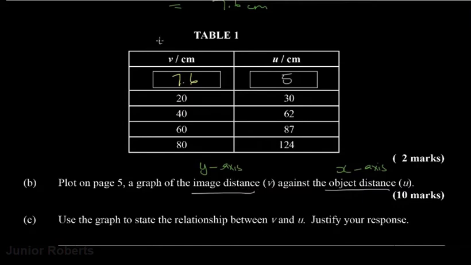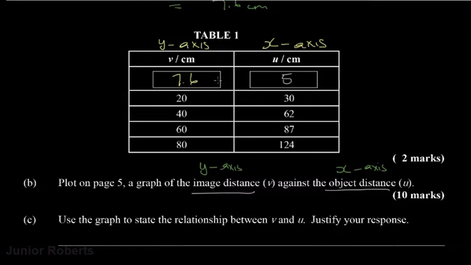So I usually like to make a note here, right? This will go on the y-axis, and here, object distance will go on the x-axis. So this is what we need, right? In terms of which quantity goes on the y and which quantity goes on the x to plot a graph. So they say we need to plot image distance against object distance. So we now need to choose an appropriate scale.